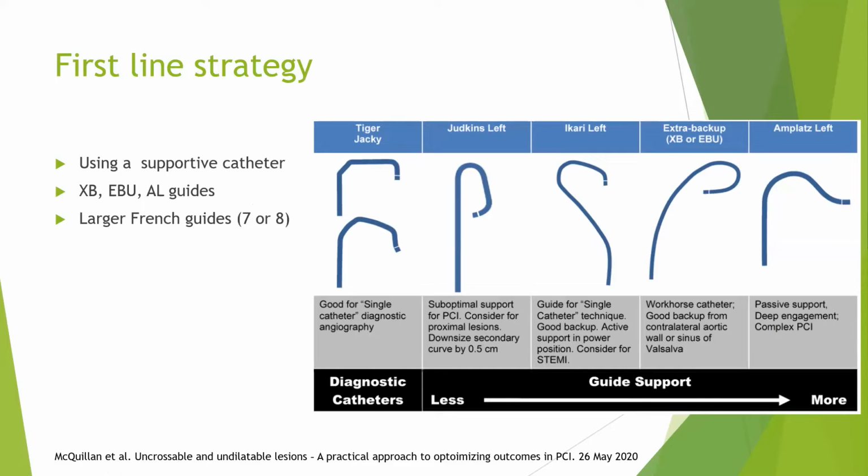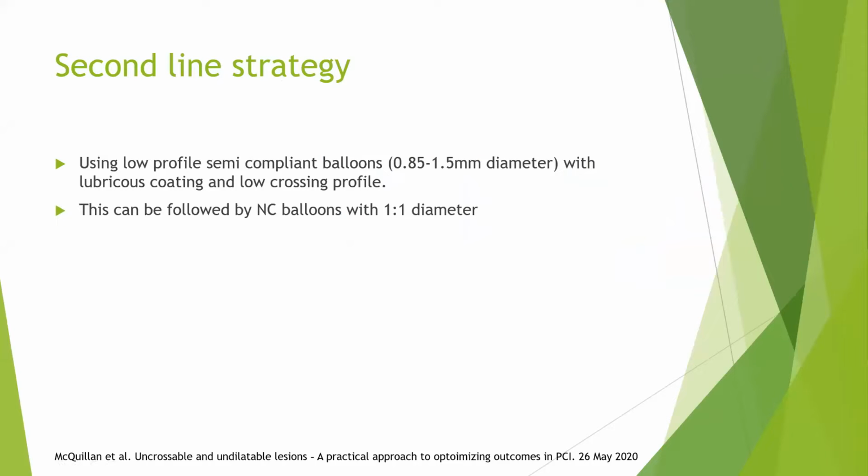The first line strategy is usually using a more supportive catheter, such as an XB, EBU, something with backup support, or an AL guide or other guides that you can use. The more support you have, for example with the AL, the more you are able to cross the lesion. Larger French guides, 7 or 8, also give you more support and help you be ready for kissing technique strategies and further cases.